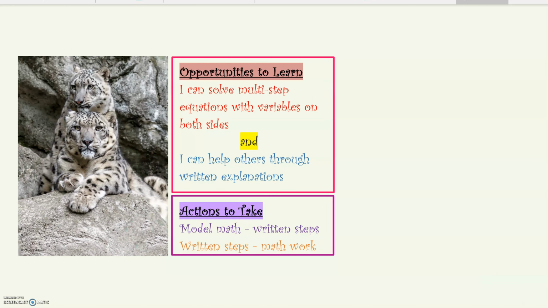Today we're going to continue on with solving multi-step equations, and this time the variables are going to be on both sides of that equation. You're going to help others through those written explanations. Those explanations, when you write them, are meant to help others understand. And if you write them to help others understand, what you're really doing is solidifying that you understand.